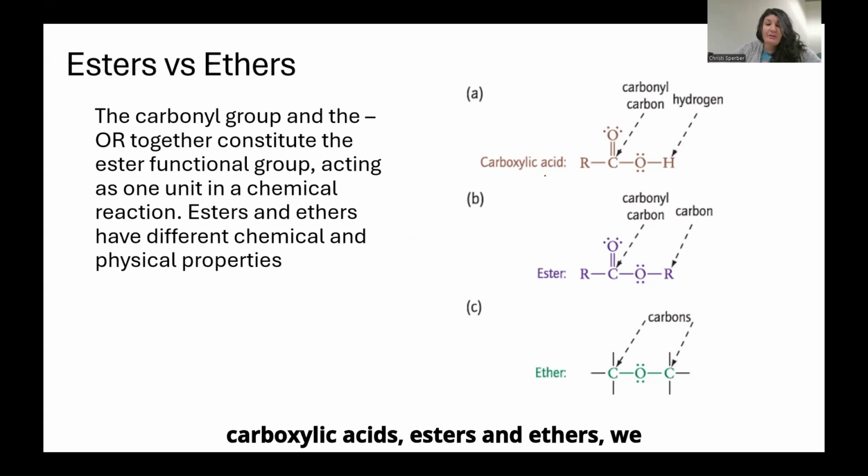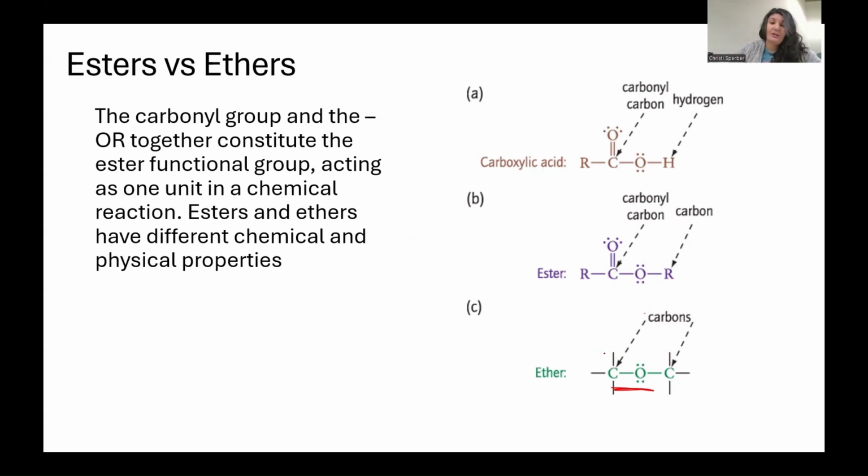So comparing carboxylic acids, esters, and ethers, we have a carboxylic acid, and the carbonyl carbon, oxygen bonded to hydrogen. We already said that ester is very similar to a carboxylic acid. The oxygen bonded to the carbonyl carbon is bonded to an R group or a carbon instead of that hydrogen. And the ether is an oxygen singly bonded to a carbon and another carbon. The carbon on the left side over here is not a carbonyl carbon.